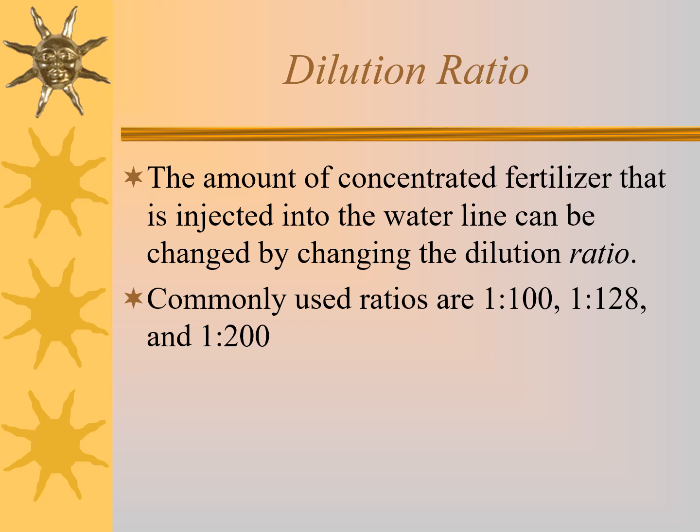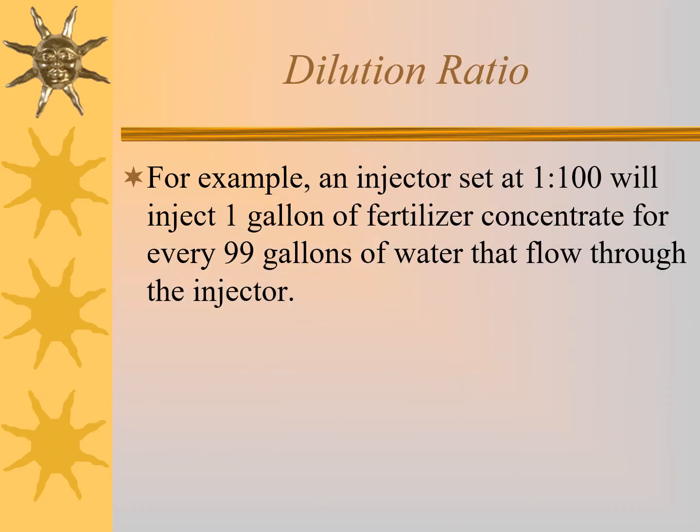I mentioned the dilution ratio before, but the amount of concentrated fertilizer that's injected into the water line can be changed by changing the dilution ratio. Commonly used ratios are 1 to 100, 1 to 128, and 1 to 200. For example, an injector set at 1 to 100 will inject 1 gallon of fertilizer concentrate for every 99 gallons of water that flow through the injector.